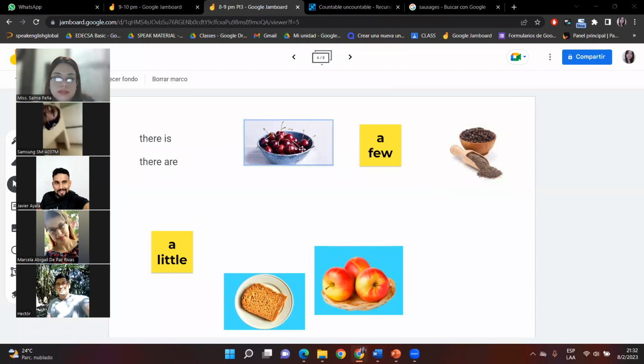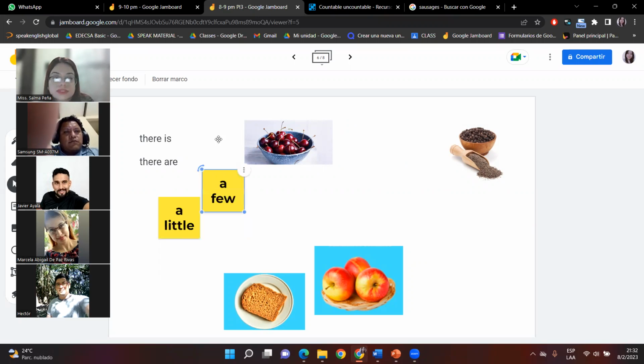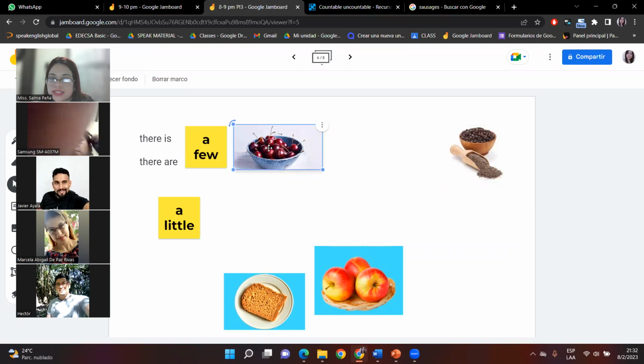I think cherry. Cherry, exactly. And which one do you select? A liter or a few? There are a few cherries. Yes, there are a few cherries, exactly. There are a few cherries, perfect.